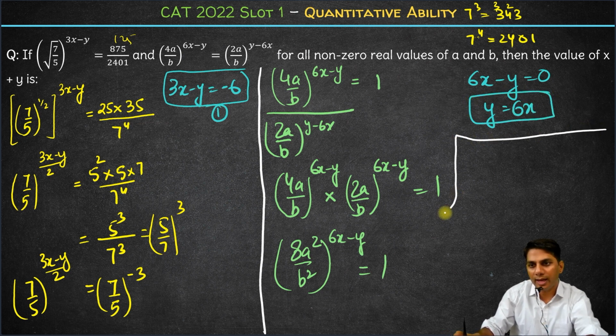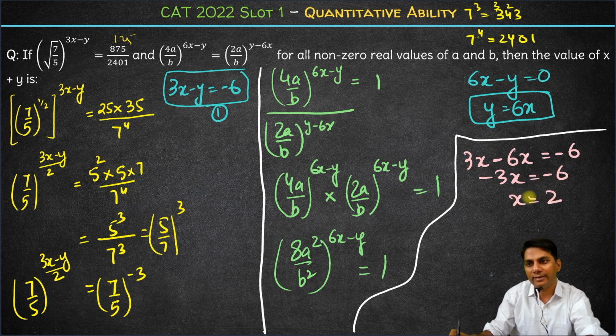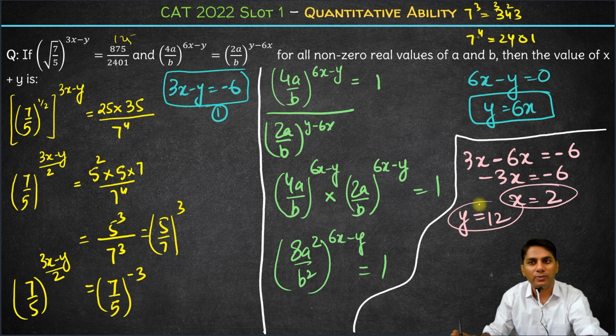Okay. And now let's solve this equation and the earlier equation simultaneously. We have 3x minus y is equal to minus 6. Instead of y here, let's substitute 6x. So we have 3x minus 6x is equal to minus 6. So minus 3x is equal to minus 6. This gives us that x is equal to plus 2. Now if x is equal to 2, y comes out to be 6 times 2, which is 12. Y is equal to 12.